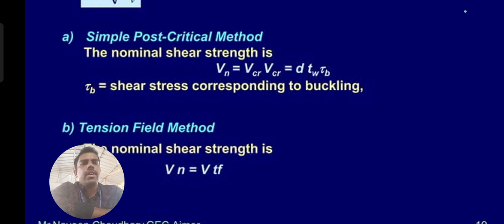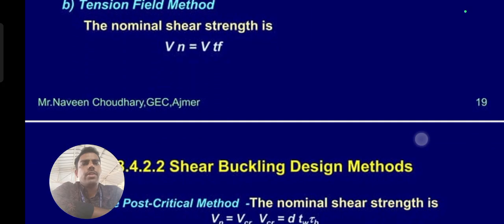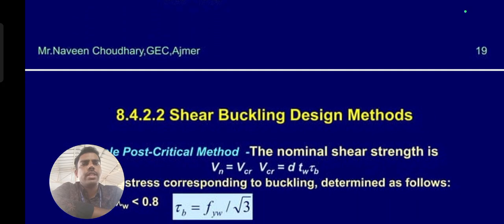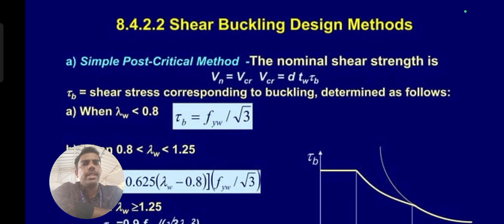And next, the tension field method, we are using to find out the shear strength. And what does shear buckling mean? Here we are using the simple post-critical method and the simple pre-critical method. Here we are using the simple post-critical method.